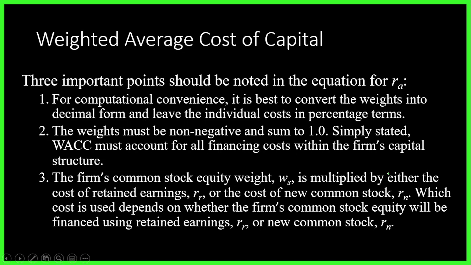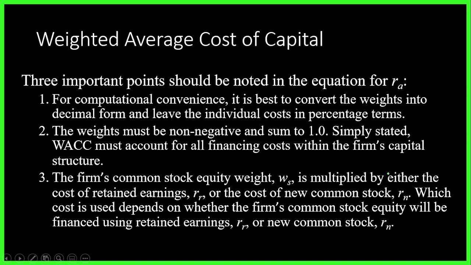Now, three important points should be noted for the equation. For computational convenience, it's best to convert the weights into decimal form and then leave the individual cost in percentage terms. Sa akin naman, it's vice versa. As long as yung isa naka percentage tapos yung isa naka decimal form, you get the same results.